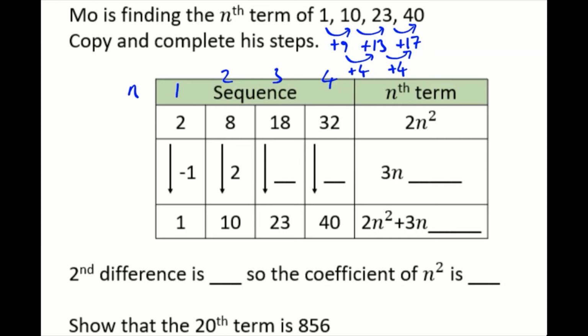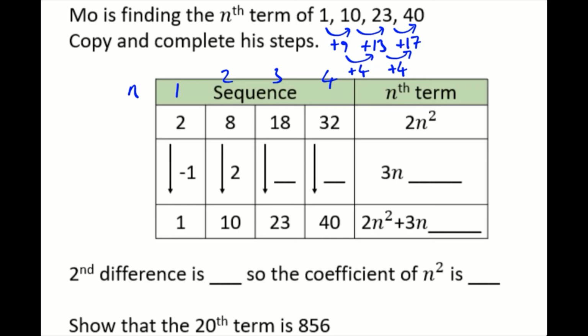Now, the actual sequence that we want has got 1, 10, 23, 40, and we know it's going to start with 2n squared, but what we're missing is what we need to do to 2n squared to get to these values. Well, what we can do is see what we would literally do to get from 2 to 1. We'd have to subtract 1. To get from 8 to 10, we'd have to add 2.